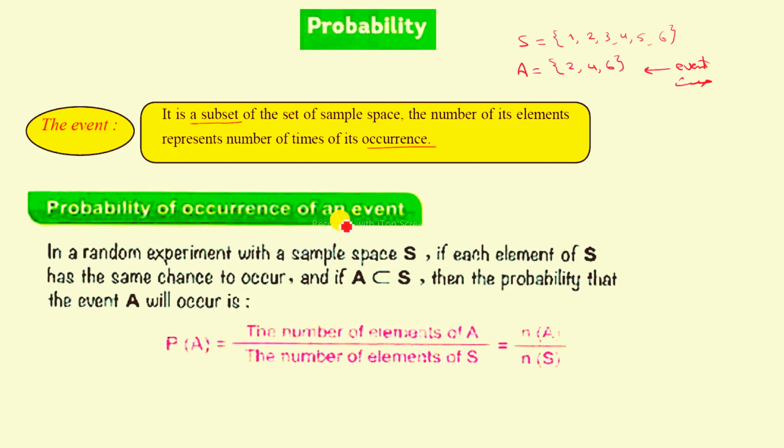probability of occurrence of an event احتمال وقوع أو حدوث an event. طيب probability of an event, if A is an event of the sample space, probability of A is equal to the number of elements of event A over the number of elements of the sample space. يبقى number of elements of A over number of elements of the sample space لو عايزين probability of an event.